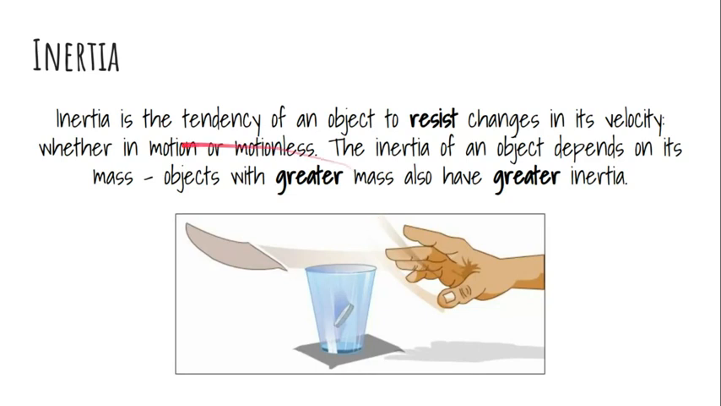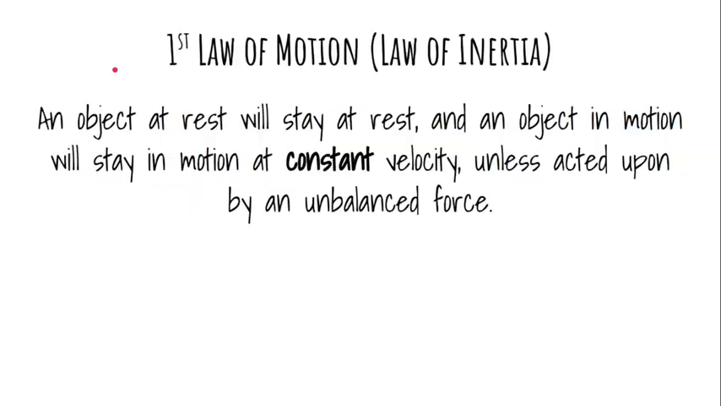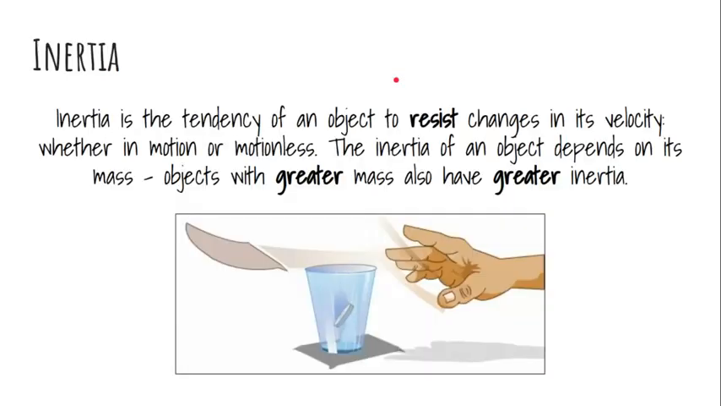So let's see what inertia is. Because sometimes we call the first law of motion, its nickname is the law of inertia. So we need to know what inertia is. And basically, it's the tendency of an object to resist changes in its velocity, whether it's in motion or motionless. So that's exactly what the first law said. An object is not going to want to change whatever it is it's doing. It wants to resist a change in its velocity, whether it's sitting still or it's already moving.